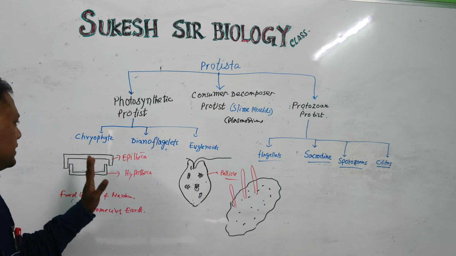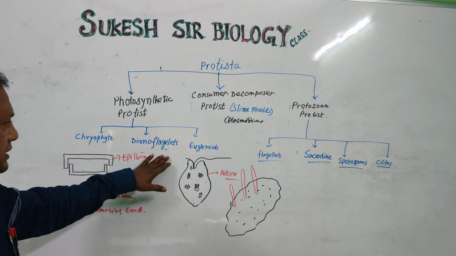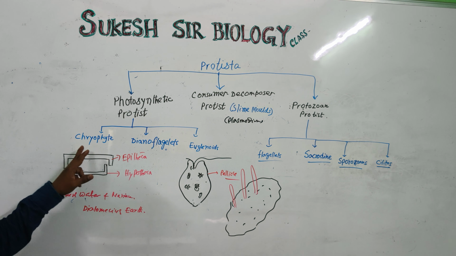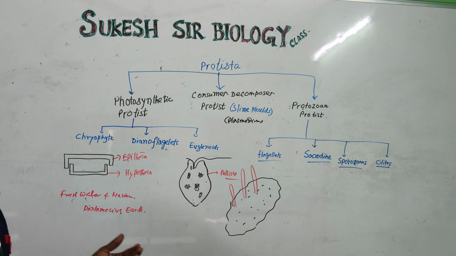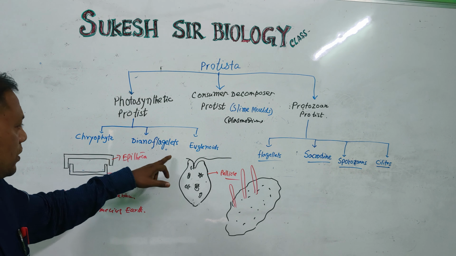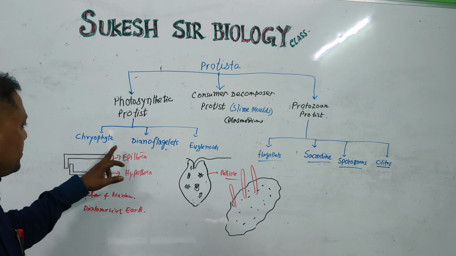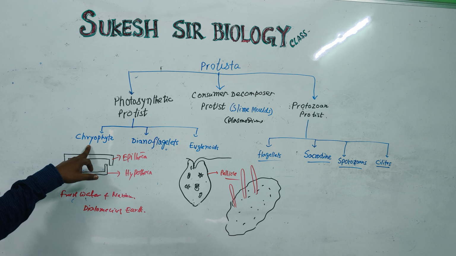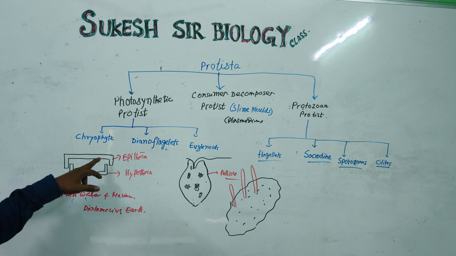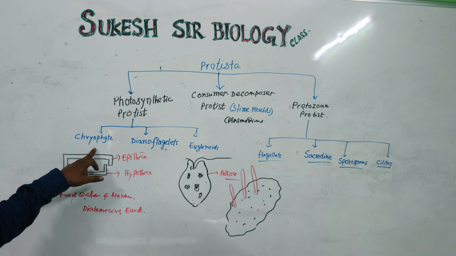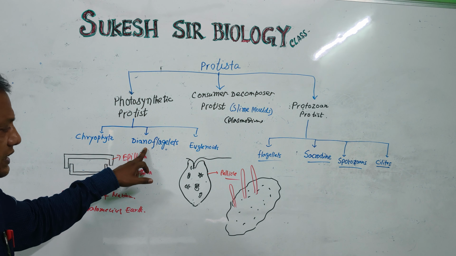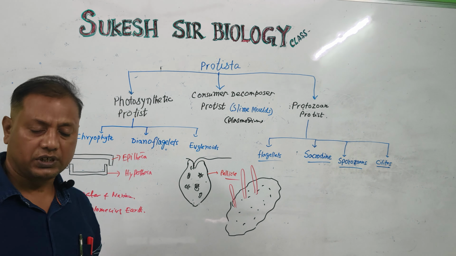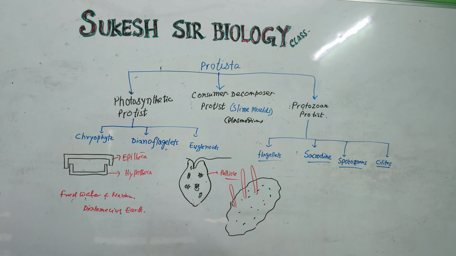First of all, you have to understand chrysophytes, dinoflagellates, and euglenoids very well. I am telling you some differences by comparison of chrysophytes, dinoflagellates, and euglenoids. Chrysophytes are present in marine as well as freshwater. Dinoflagellates are basically marine, and euglenoids are present in freshwater. This is the first distinction you have to remember.